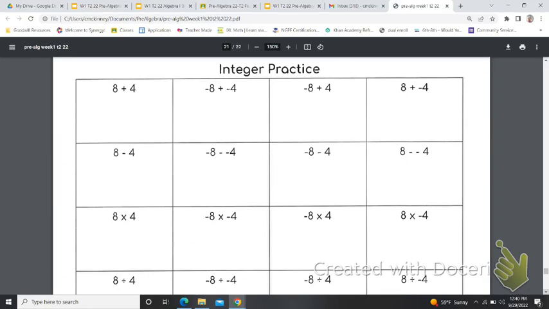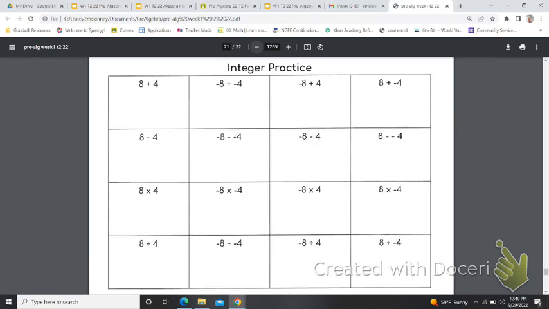And then we just have some integer practice here. Notice that the numbers are pretty small, and since the numbers are small, I kept the numbers small on this assessment, so we will not be using calculators for this assessment. All right, so this is very similar to what we did at the beginning.